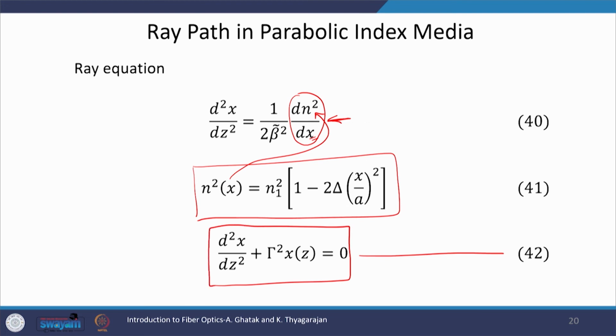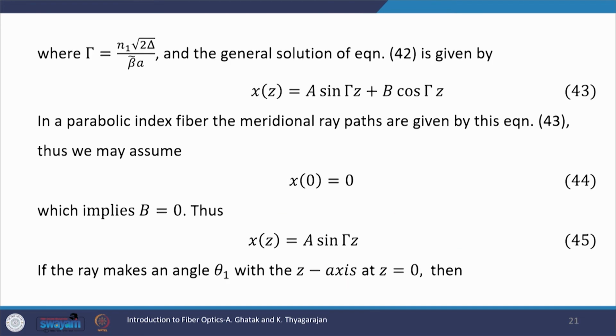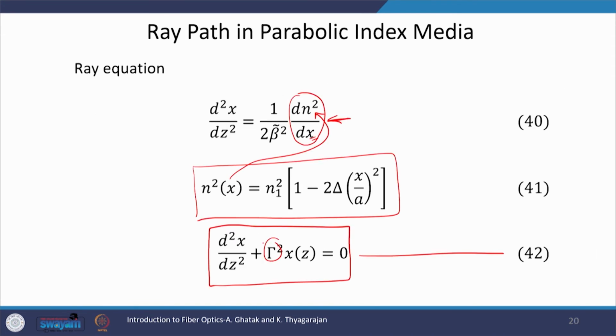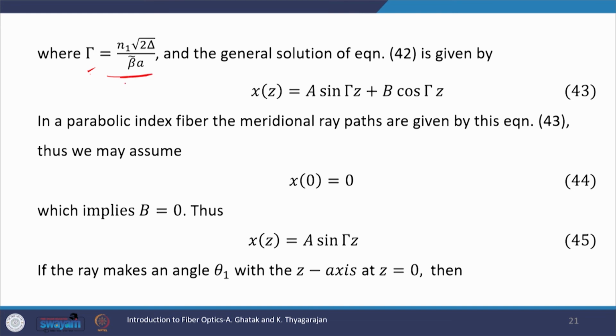Okay. This equation appears in simple harmonic motion also, and we know the solution. Okay. Now, here capital lambda, which you see in this expression, has this form which you can easily derive, and the general solution of the previous equation, equation number 42, is given by A sin(Λz) plus B cos(Λz).